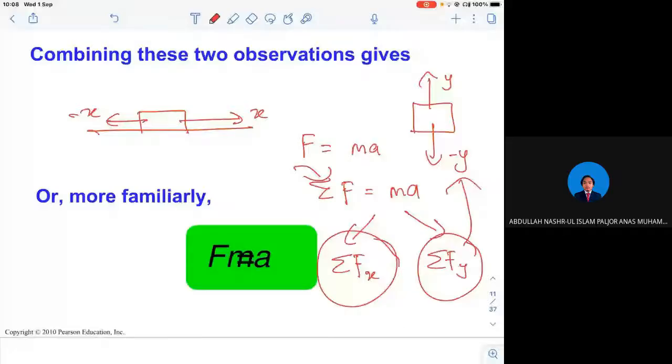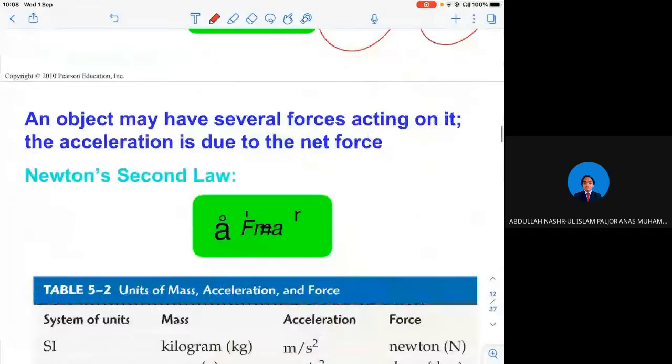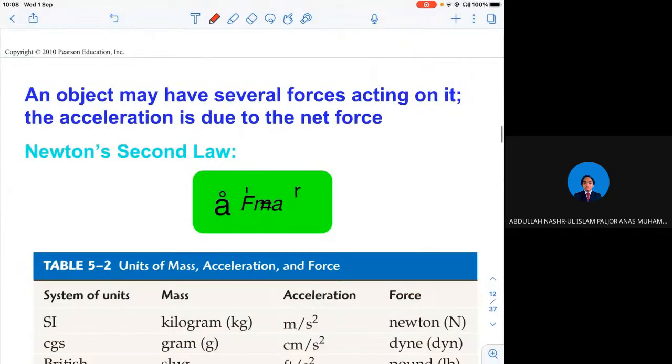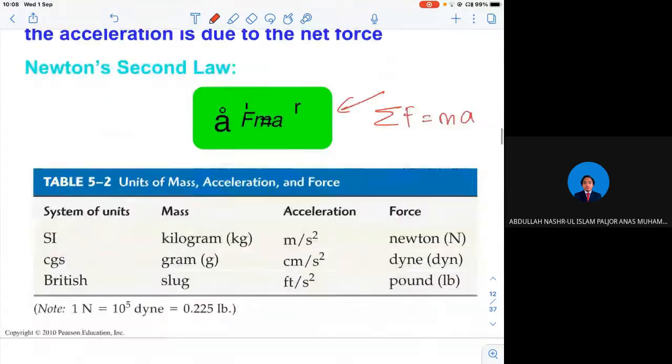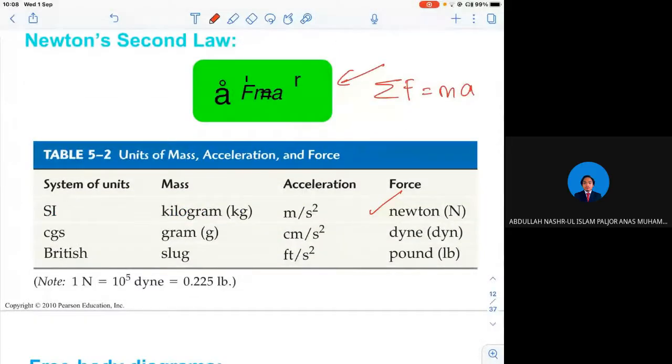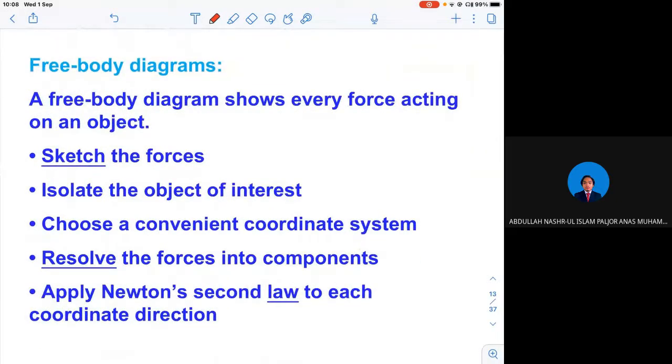So an object has several forces. Actually, the acceleration is due to the net force. So this should be the summation of F equals ma, in units of newton, or kg m s^-2. And now we go to the free body diagram again.